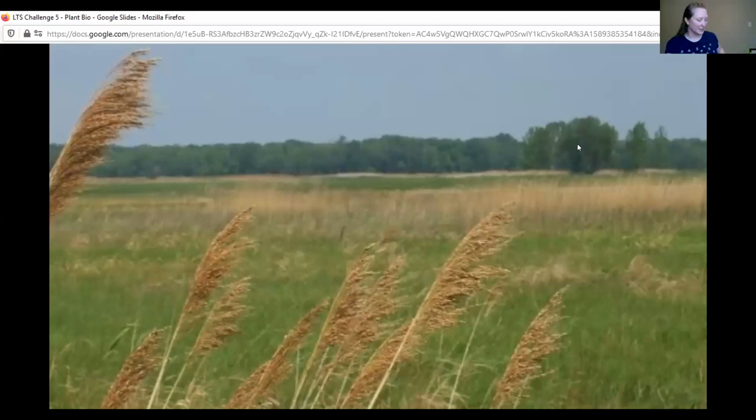But it is very invasive here because it takes over the understory of forests, and it doesn't allow other flowers and native plants to grow underneath those trees.